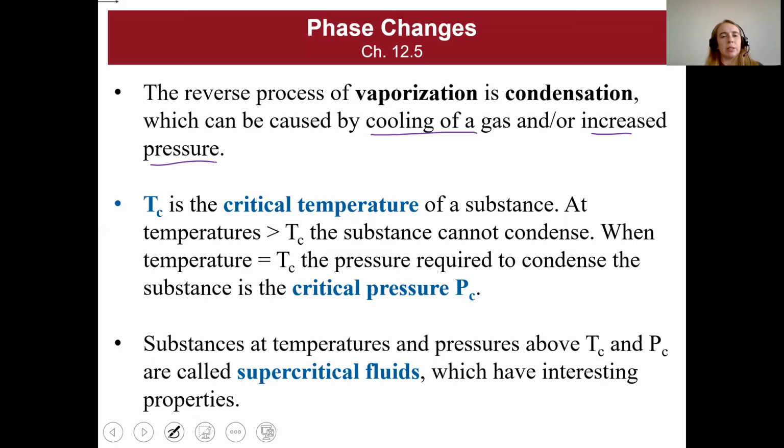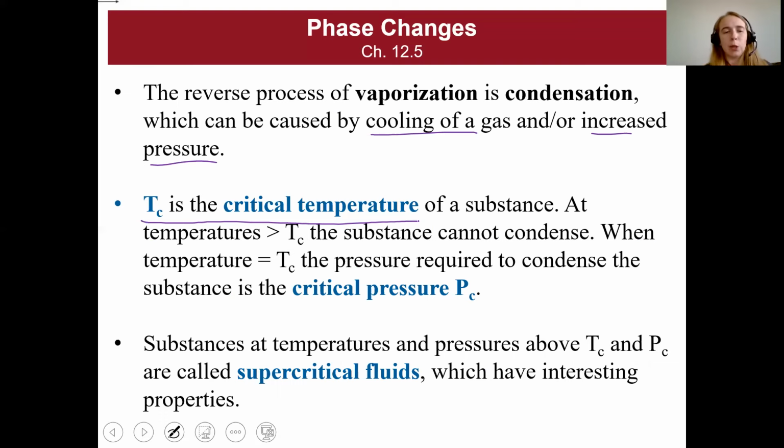Why are we talking about this? Because we're going to be talking about phase boundaries and phase changes and phase diagrams in our next set of lectures. So we want to talk about some of the points on those phase diagrams. And one of them is called the critical temperature of a substance. So Tc is the critical temperature of a substance, which means that at temperatures above Tc, the substance cannot be condensed. It cannot be liquefied. The substance has to stay a gas at temperatures greater than the critical temperature.